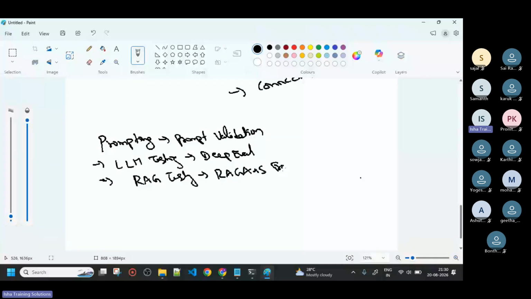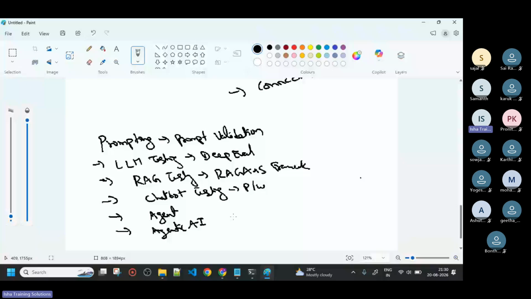And then after that, we are going to do chatbot testing, how the chatbots will work, through Playwright, I can say. And the next one is we are going to see how the agents are going to test, how the agentic AI is going to be tested.